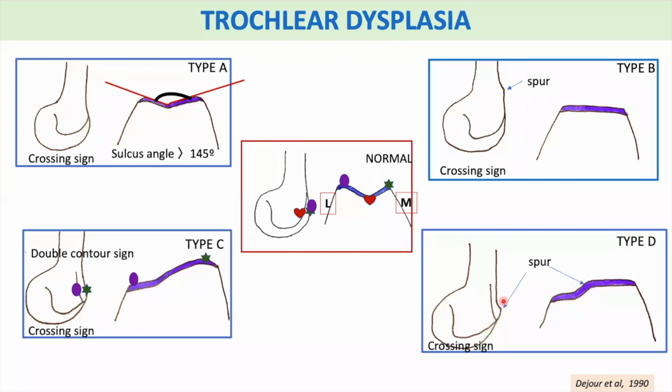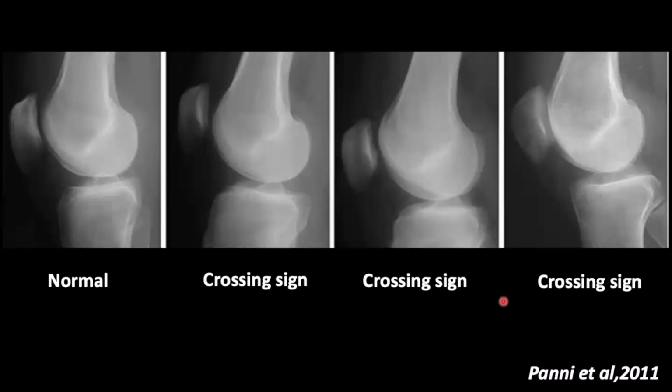This is type D trochlear dysplasia, which was actually given by Dejour et al. If you look at the radiograph, in the normal radiograph this is the line for the sulcus, going all the way and then exiting above the condyles. This is the normal one. In this case, the sulcus has gone all the way and exited from the condyle. It should have gone up to this position.